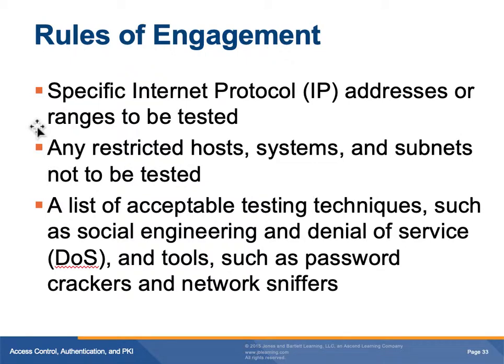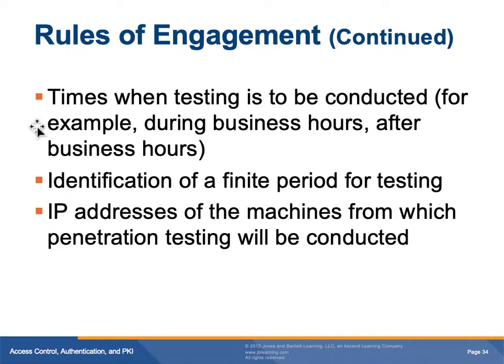Rules of engagement for the pen tester include specific IP addresses or ranges to be tested, any restriction on host systems and subnets, a list of acceptable testing techniques, and it includes, if you will, testing type of software and hardware as well. Times when the test is to be conducted, identification of finite period for testing, and the IP addresses of the machines from which the penetration testing will be conducted.